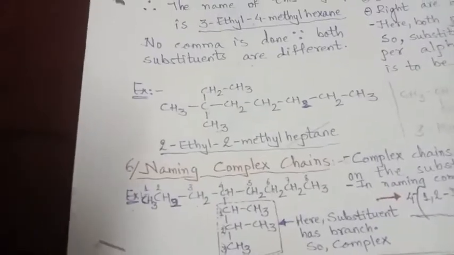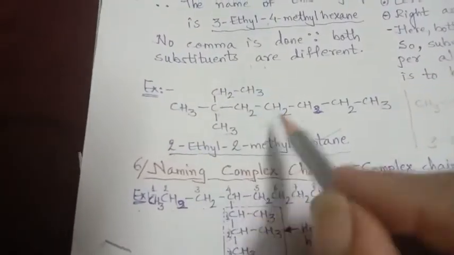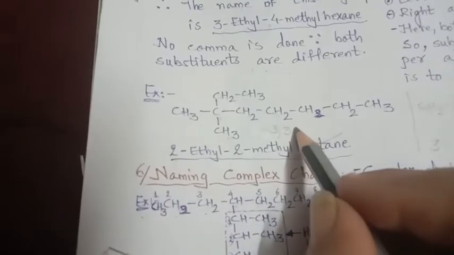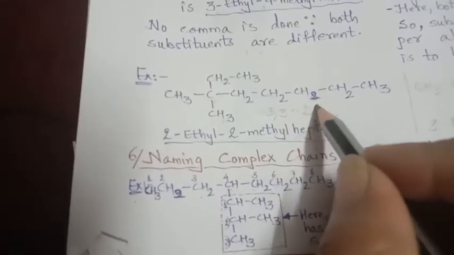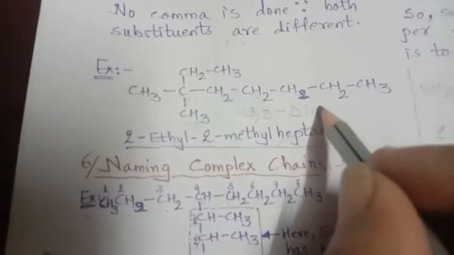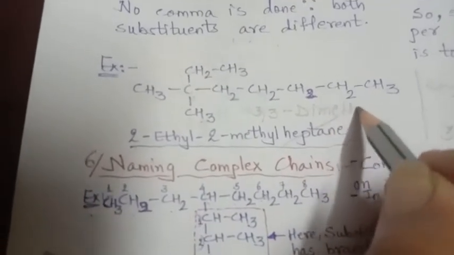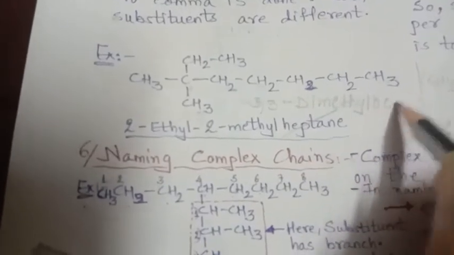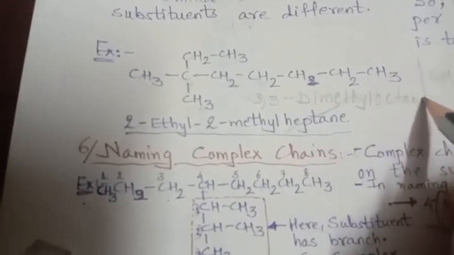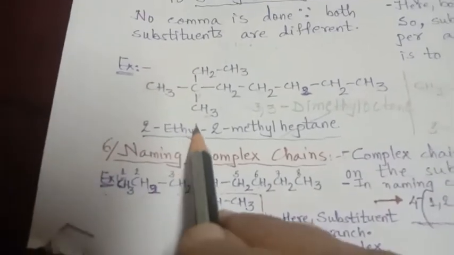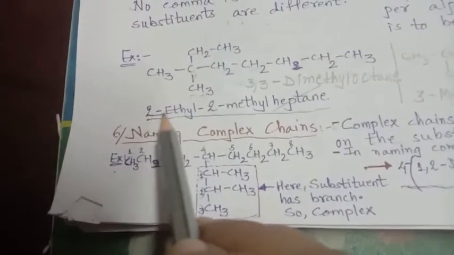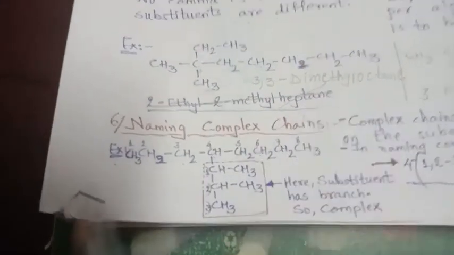What will be the name? 3, 3. So this name will be 3, 3, and total 8 carbons, so it will be octane. Clear? So please take care of this longest chain. It should be considered in a proper manner. Right? So according to this straight chain, this is wrong.